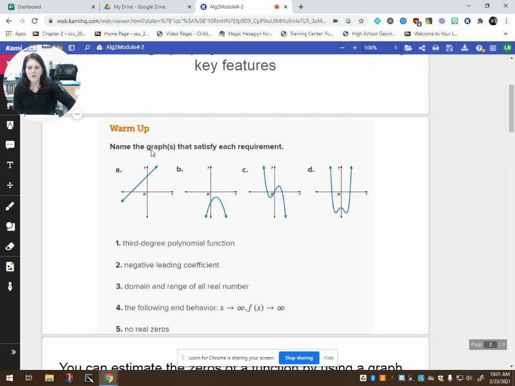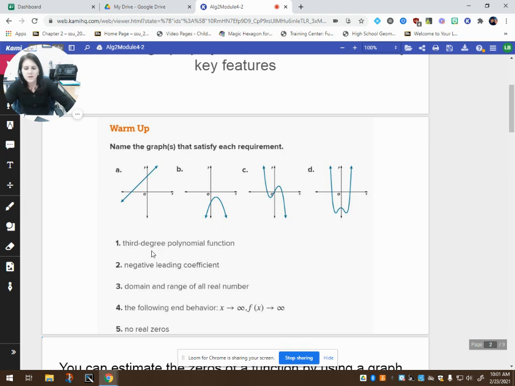I'd like for you to pause the video and just go ahead and try this. So hopefully you paused and we're going to go over it together. But it says name which one is a third degree polynomial function. So I know that this is a polynomial function of the first degree. I know this is of the second degree, and it just goes in order. This is of the third degree and this is of the fourth degree.